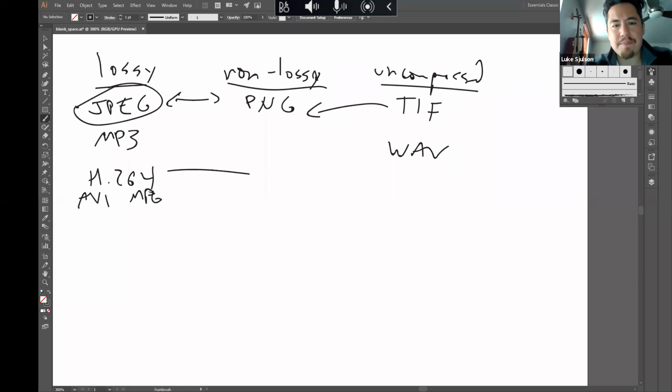Okay, so uncompressed files are often huge, right? And how hard it is to compress a file depends on how much redundancy and empty space there is in it.